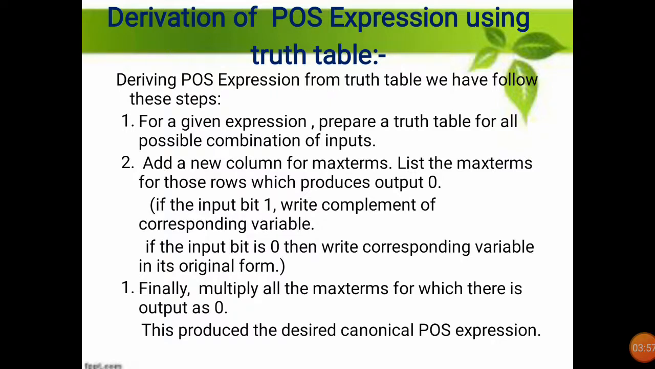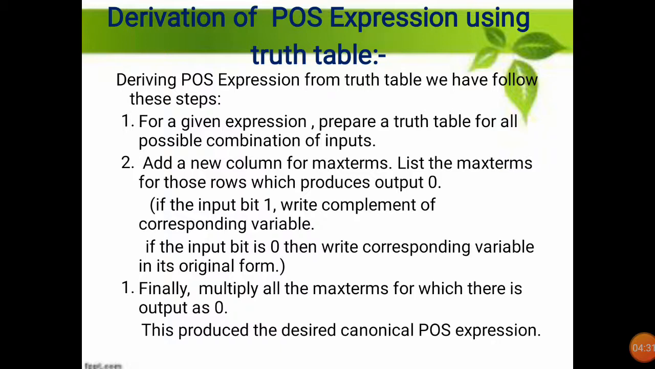Now, to derive POS expression from the truth table, we have to follow these steps. First, for a given expression, prepare a truth table for all the possible combinations of inputs. Add a new column for max terms. In the same way as we add a new column for the min term, here we add a new column for the max term, and list the max terms for those rows which produce output 0.